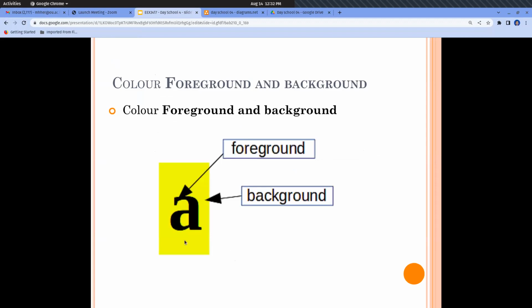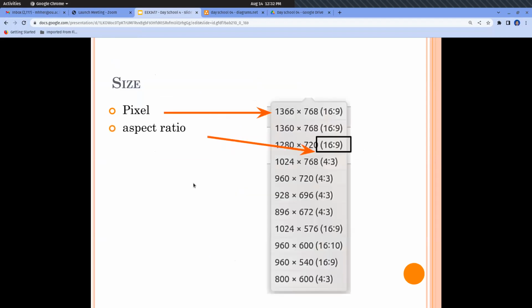Here, this is foreground and background. Foreground is the character, background is the background. Size is, here the size is screen size, resolution size. We can change this size to this one.